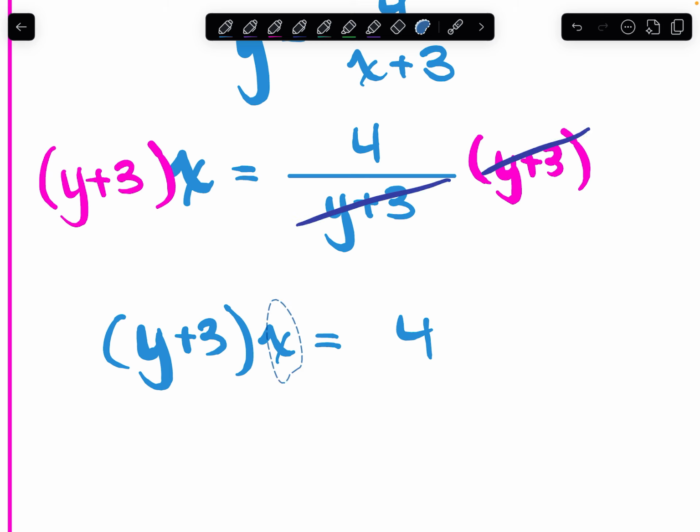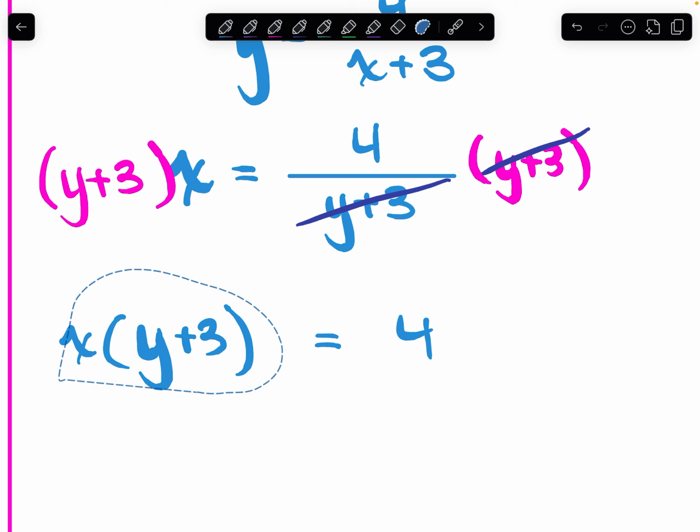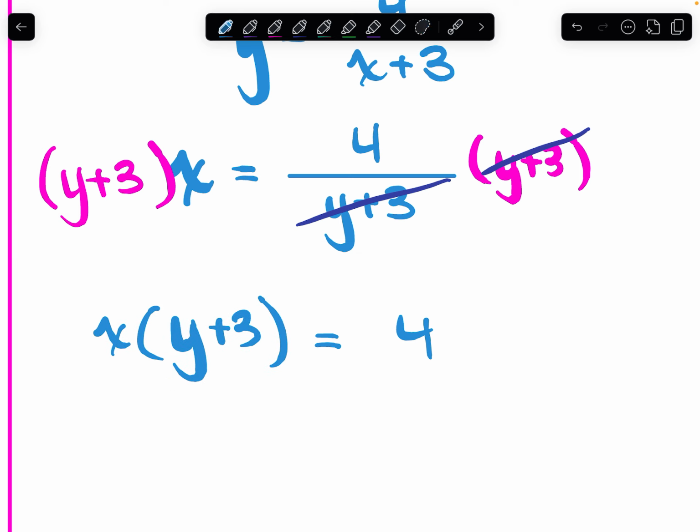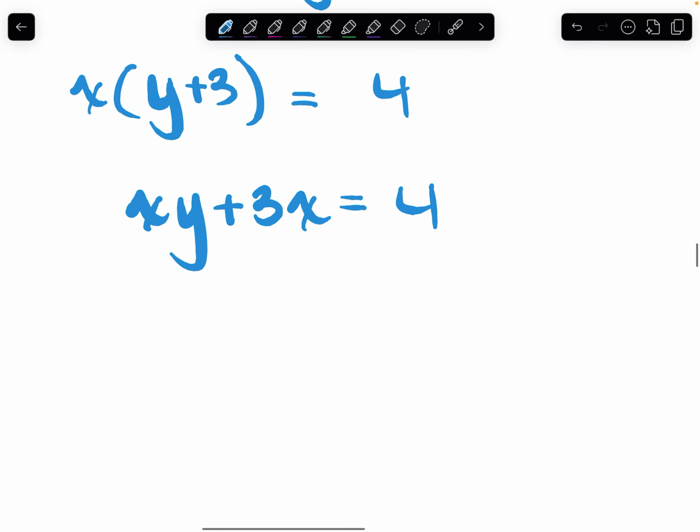Now on this x at the back, whether it's the front or the back, it's being distributed. If this being at the back is throwing you off on the distribution, just move it to the front. A times B, B times A, it doesn't matter. So if you like the way it looks better on the front, stick it on the front. Okay. Now we're going to distribute. xy plus 3x equals 4. Goal is y by itself, so I need to move the 3x.